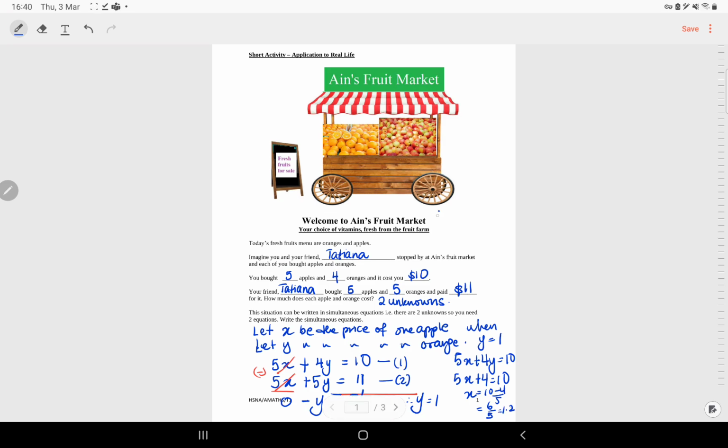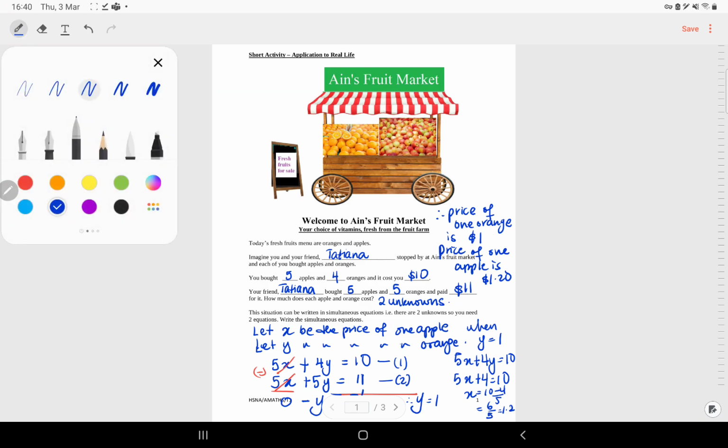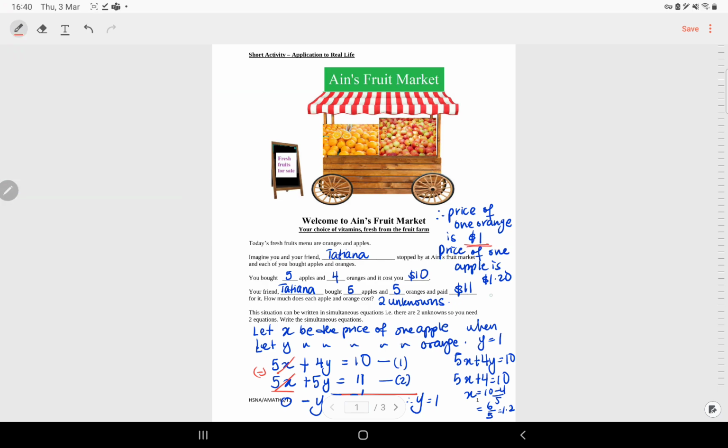So therefore your answer, I'm going to write it here. Price of one orange, and orange was your y, is $1, and price of one apple is $1.20. So those are my two unknowns, and that is what we want to find. They want you to find how much each apple and each orange costs.